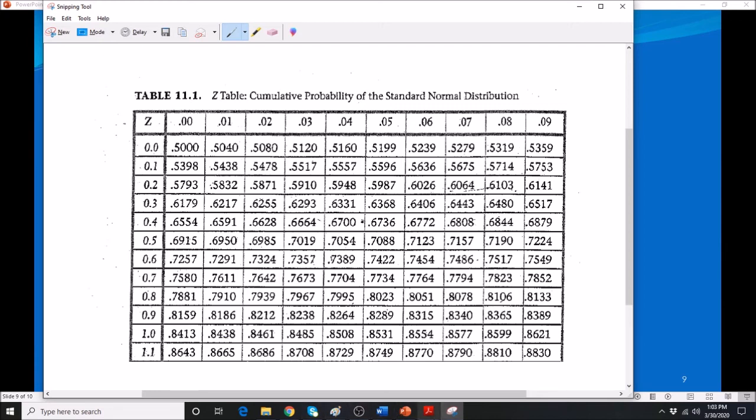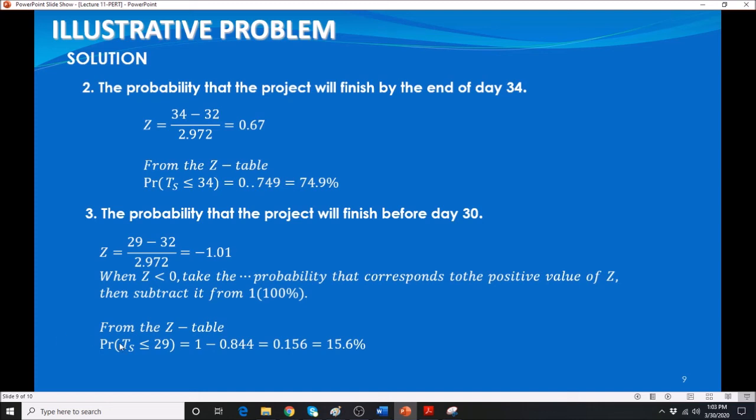0.8438. So that's why we have here 0.8438. So I just rounded up to the next whole number because it's 8438, and then we subtract that from 1. Again, you do that when it is a negative value, which will give us here 0.156, or that is about 15.6%.